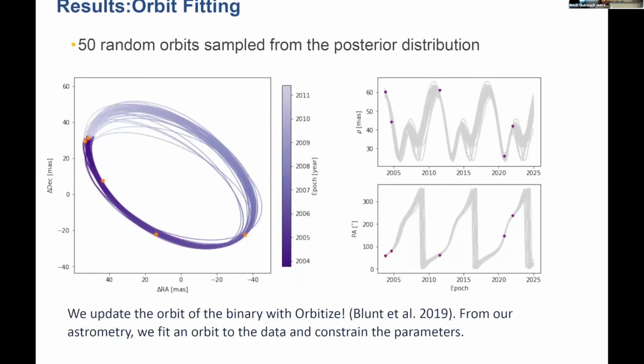We then used our astrometry along with the previous K-band and all previous points to update the orbit of V892 Tau, and as indicated by the color bar, the orbital period of the system is about 7 years, and the semi-major axis is 7 AU. And here we show 50 random orbits sampled from our posterior distribution.